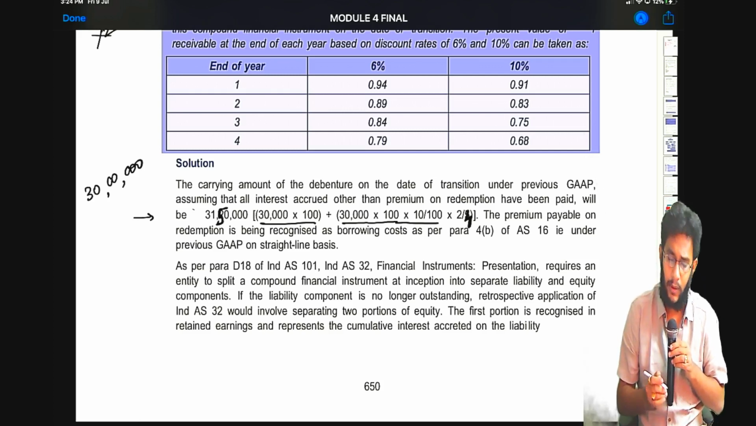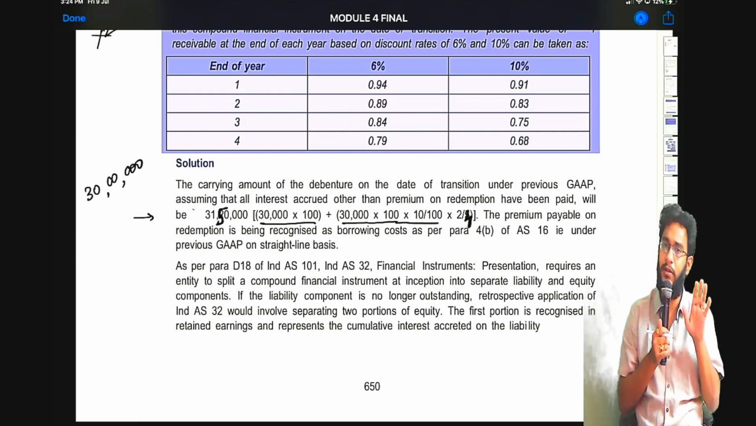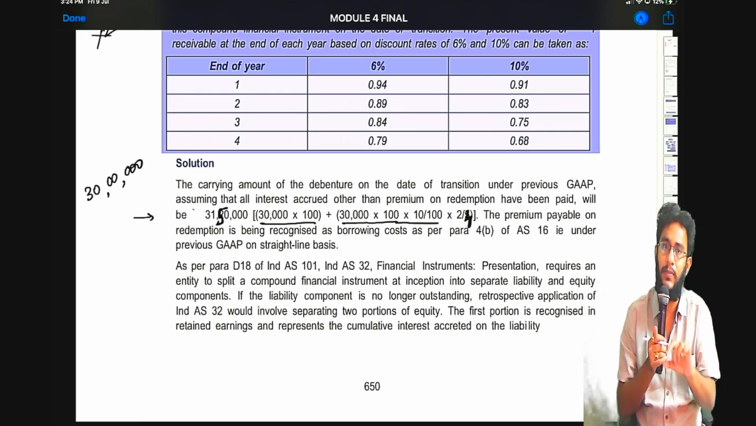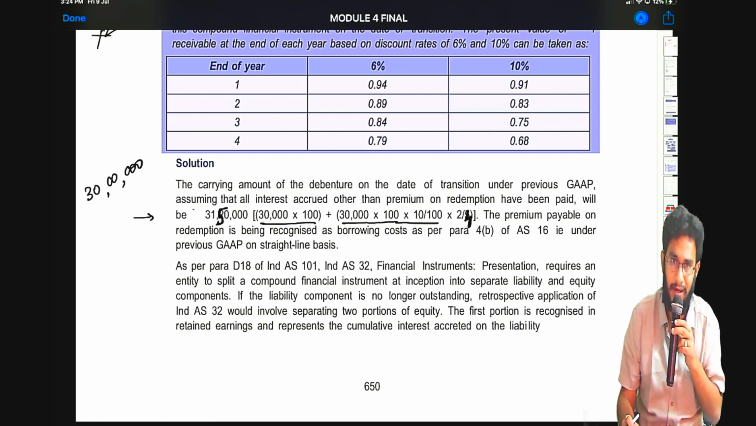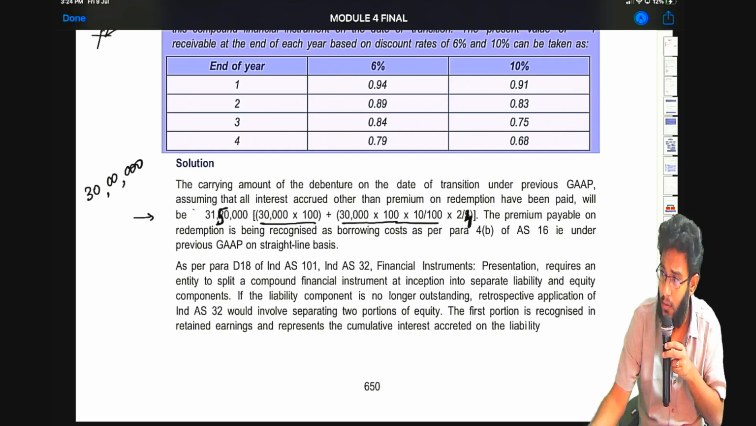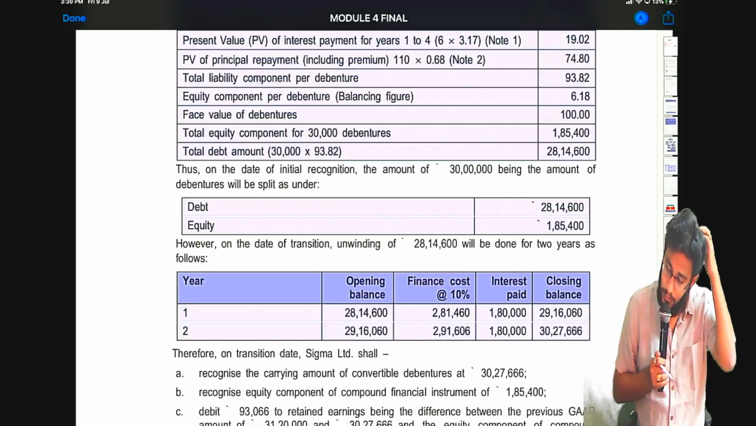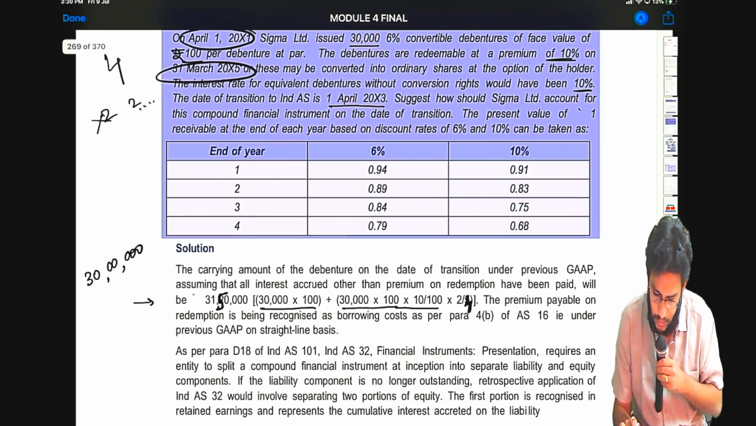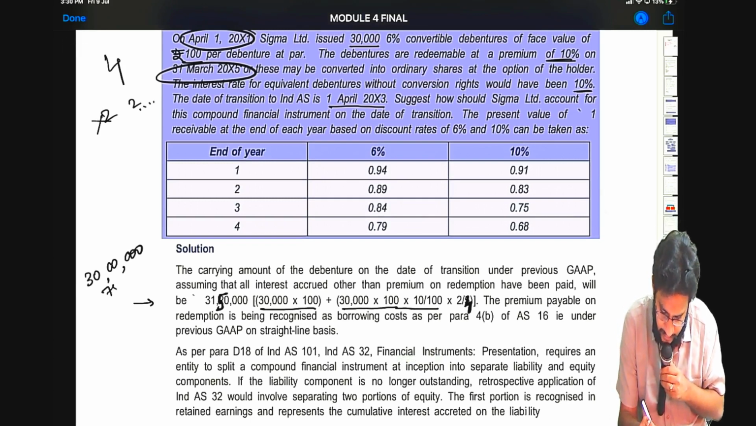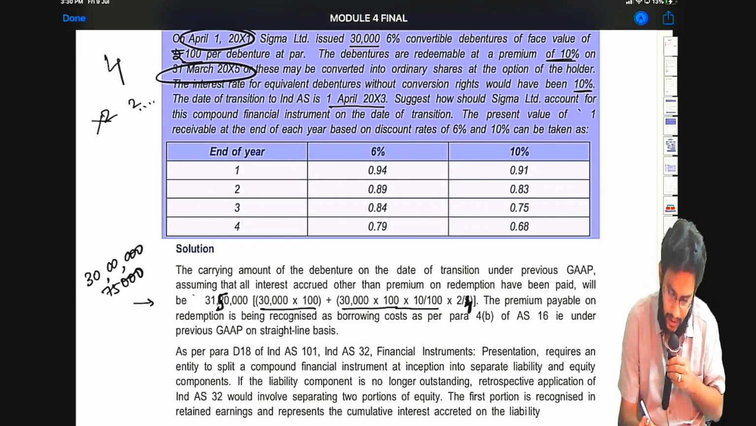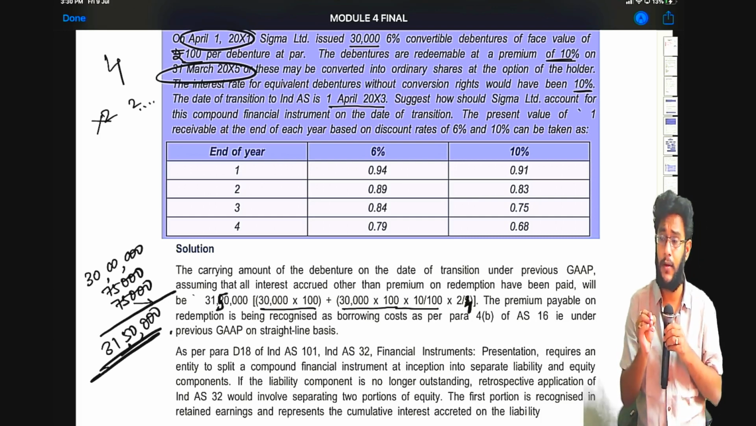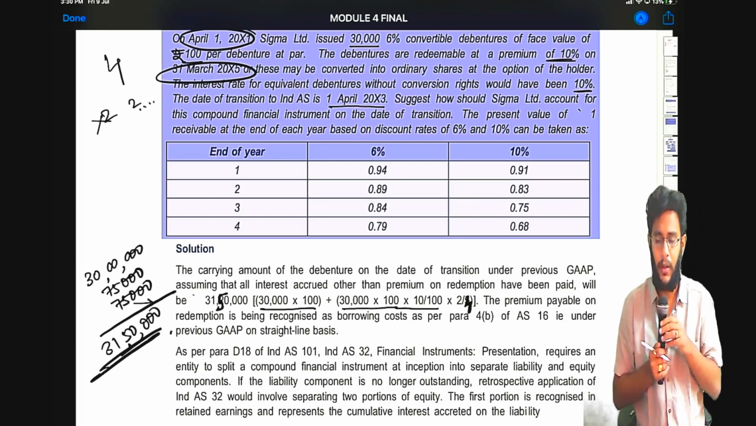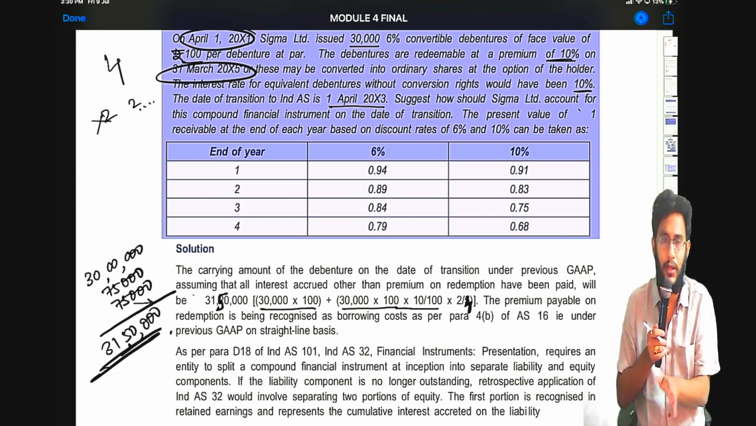So in the 31,50,000, what is there? 30 lakhs is the principal amount, and 75,000 is premium on redemption relating to the first year. Another 75,000 is premium on redemption relating to the second year. So total makes it 31,50,000. This is the carrying amount as per your existing GAAP. Now, as per Ind AS, how it has to be, we have to sit and work out.